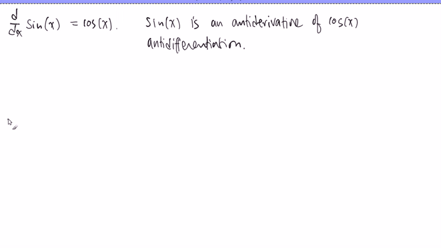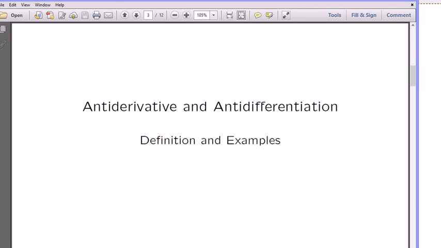Can you find another antiderivative of cosine x? That's right. Sine x plus 1 is an antiderivative of cosine x, right? Not cosine x plus 1 or cosine x plus x. If you differentiate this one, you get cosine x back. Is that right? So there's one more, because the 1 doesn't matter. Fair enough? Alright, so there is more than one antiderivative. So that's my introduction to the definition of antiderivative and antidifferentiation.